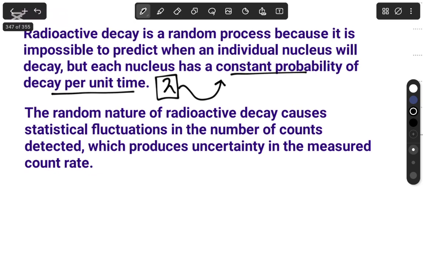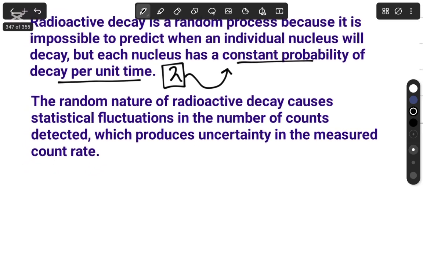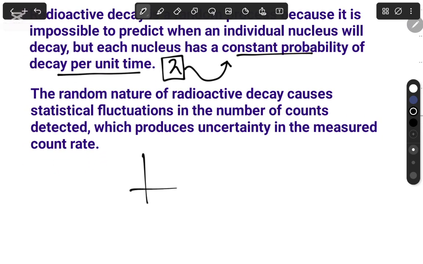And another thing that comes with the random nature is that if you have a graph and you're checking the decays, you're going to have, let's say, 129 counts, 200 counts, 210 counts. So there's going to be this fluctuation.